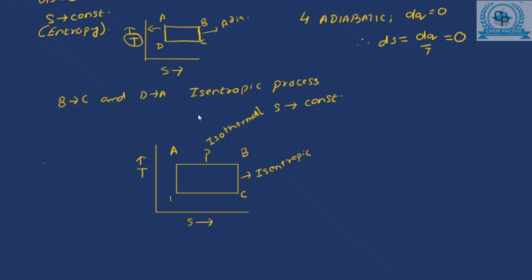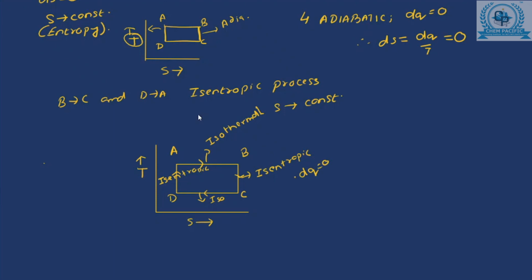Again, you move from C to D. It is again the isothermal process, which is parallel to the x-axis, the entropy, and the one from D to A is again the isentropic process. Isentropic processes are those which are also adiabatic processes.